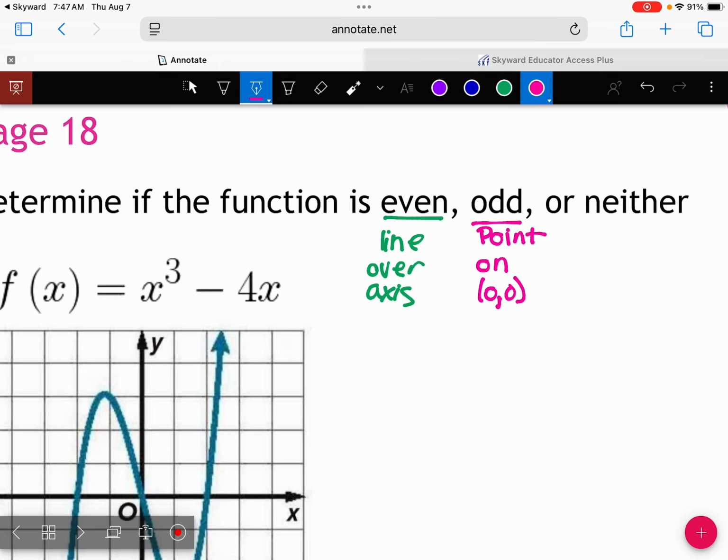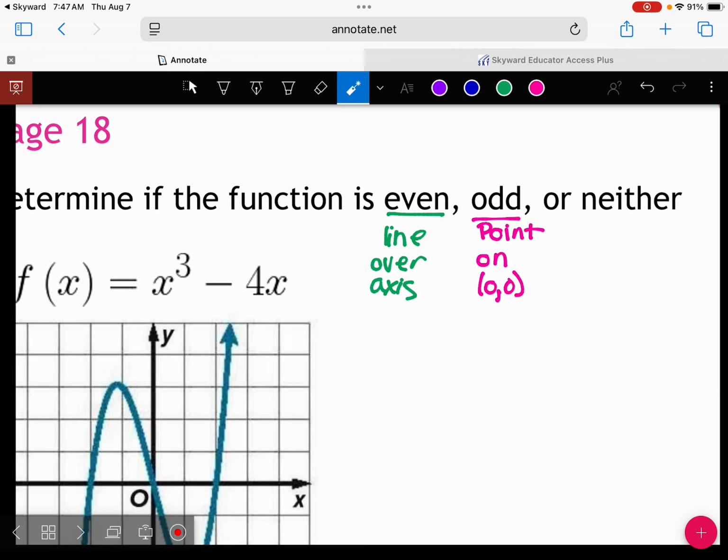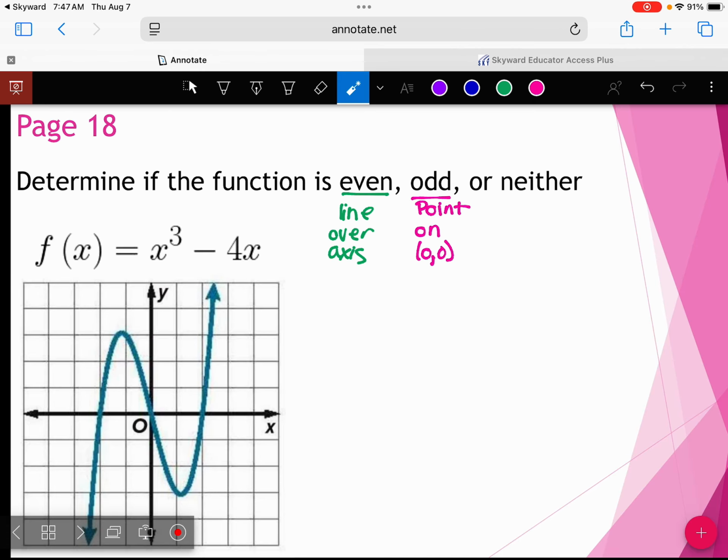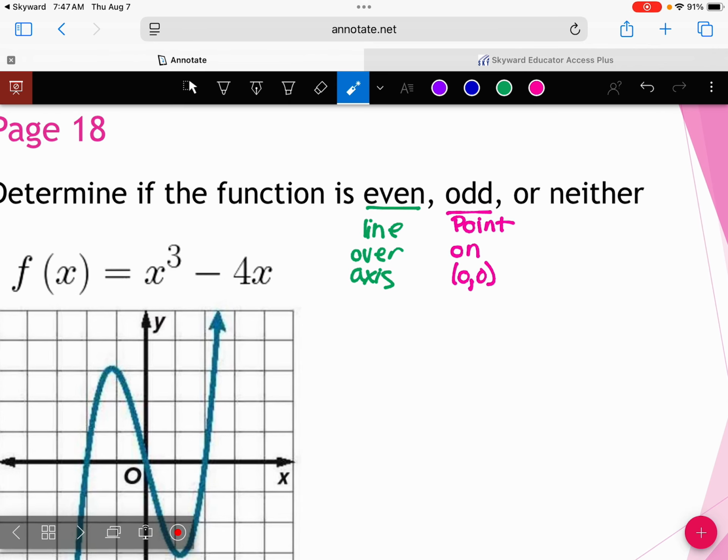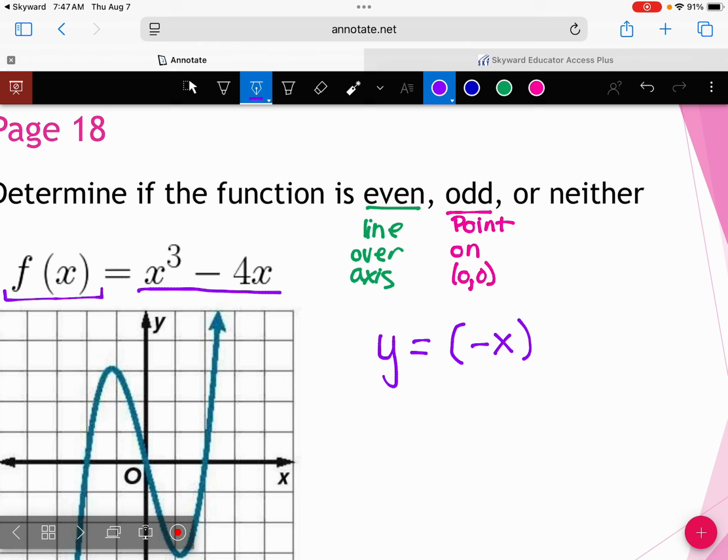So the way we're going to do this when we have an equation is that minus x thing that I mentioned at the very, very beginning. So we're going to look at this one with the equation, and then we'll look at the picture and see what's going on here. We're going to take our x cubed minus 4x and try to do this algebraically. Means I'm going to take this equation right here. Remember, this guy just means y. And I'm going to say, what if my x was actually minus x, or minus 1 times x?